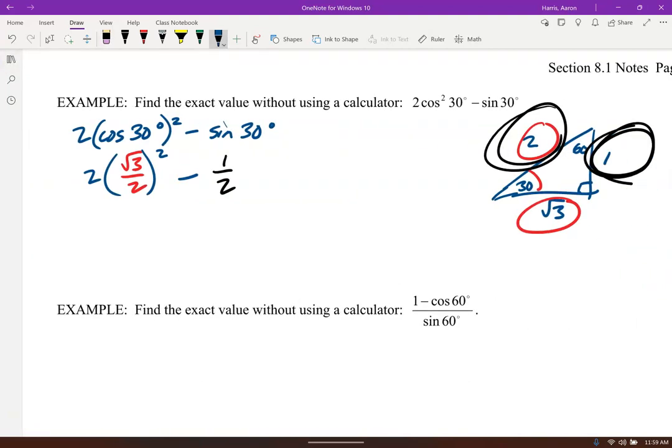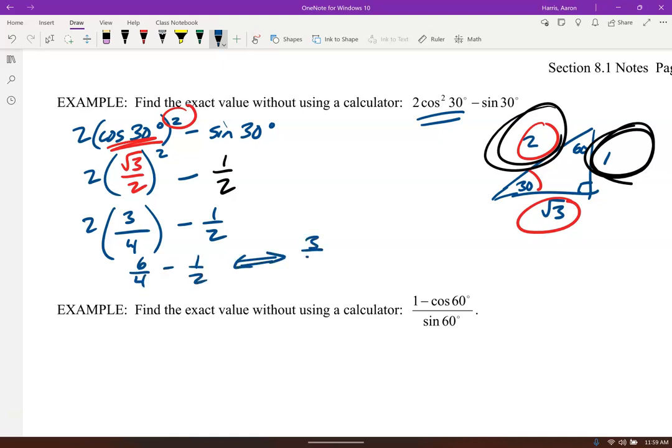Now let's finish the problem, because notice it had cosine squared 30 degrees. In other words, cosine of 30 degrees squared, so we're going to square that. Root 3 times root 3 is root 9 or 3. 2 squared is 4. So I got 3/4 minus 1/2. In other words, 3 over 4 minus 2 over 4, which is 1 over 4.